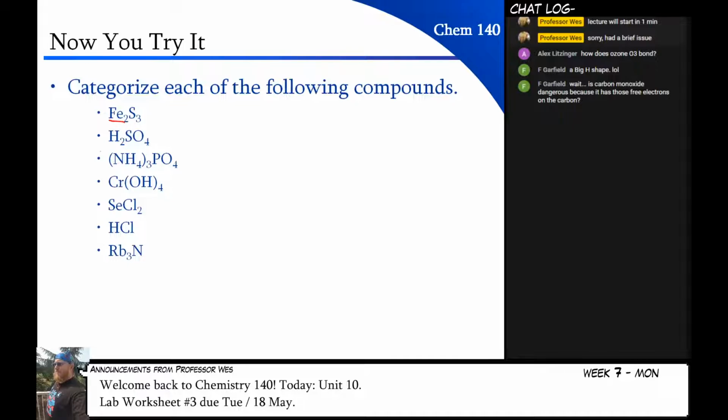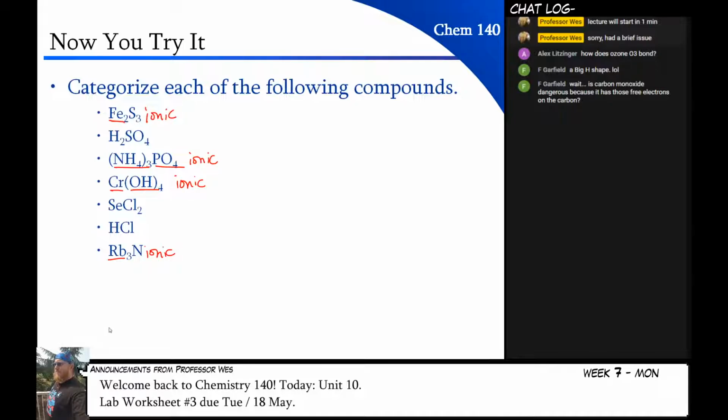So I'm going to underline all of the metals. Remember when we did this last time? I'm going to do the same thing. So there's our metals. Here is an ion, and here's another ion. Here's another ion. So these are all ionic. There you go. That's easy now.